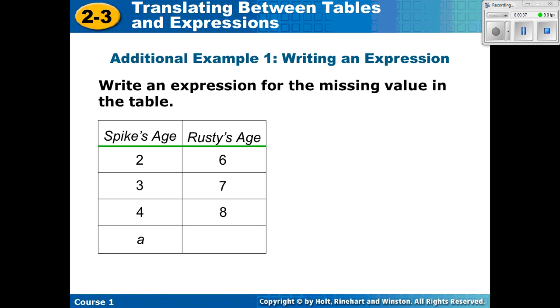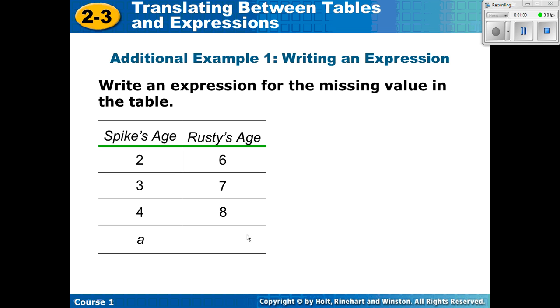So let's look at this table. The directions say write an expression for the missing value in the table. This right here, where I'm circling, is the missing value. So let's see. Spike's age says 2, 3, 4, then the letter A. There's our variable. Rusty's age says 6, 7, and 8.